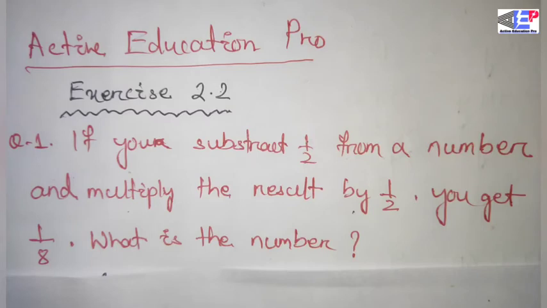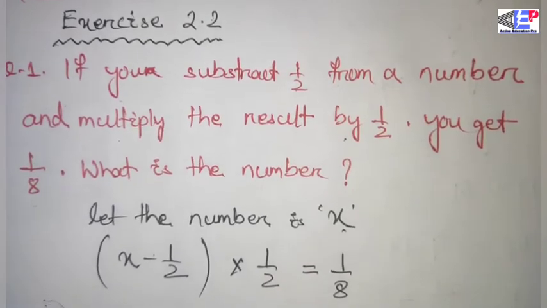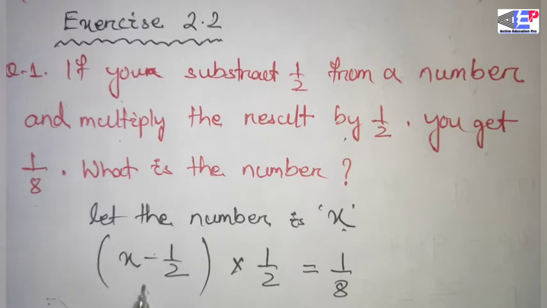X is the variable. You know, linear equation in one variable means you have to take one variable which is your answer. What is the number means this is your question to find out the number, and here we have to take this number as x, and x is the variable here. So let the number be x. And then as per the question provided to us by exercise 2.2, each word of this question is responsible for making the algebraic equation.